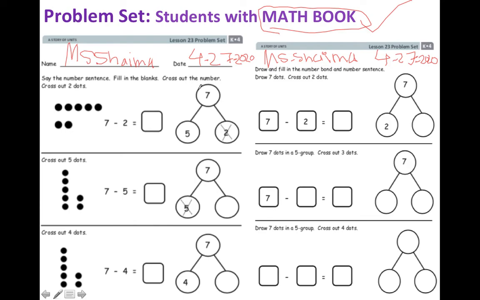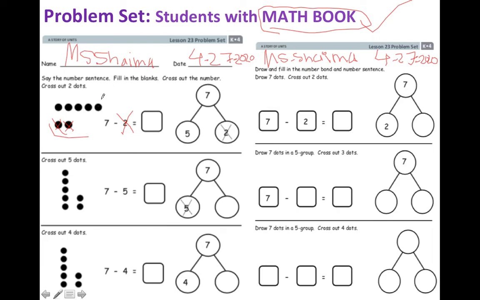Cross out the number. So we have to cross out the 2 because remember it says cross, and later in the math story it says cross out 2 dots. So this 2 represents the 2 dots here. So I have 7 minus 2 equals blank. What would the blank be? I started off with 7 dots and I crossed out 2. How many am I left with?